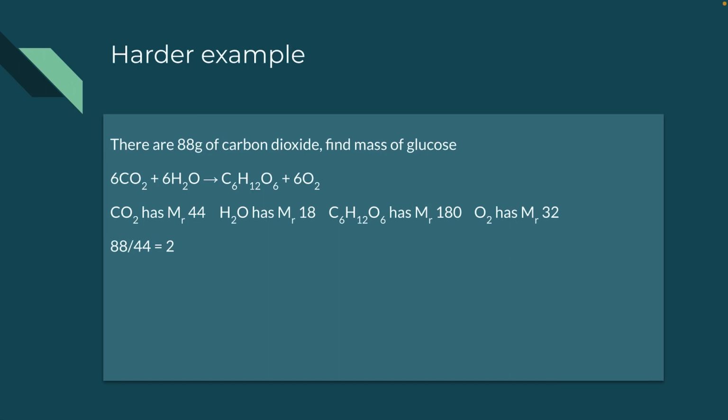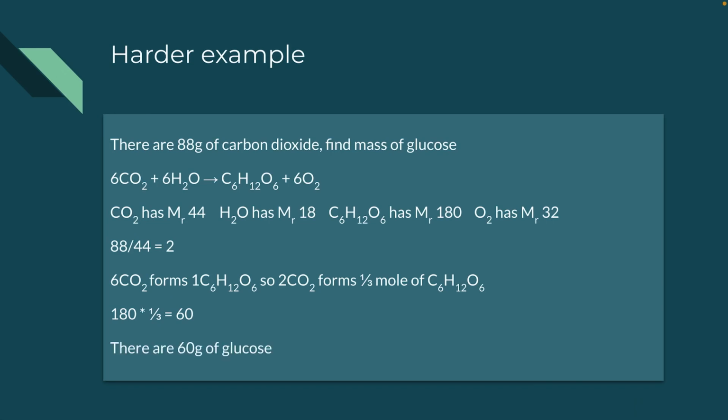Alright, so to get the moles of carbon dioxide, 88 over 44 is 2, and 6 CO2 forms 1 glucose, so 2 CO2, dividing that by 3, would form a third of a mole of glucose. So 180 times a third, which is the same as 180 divided by 3, would be 60, which is your answer for glucose. So there, it's really not that hard once you've done it a little bit.